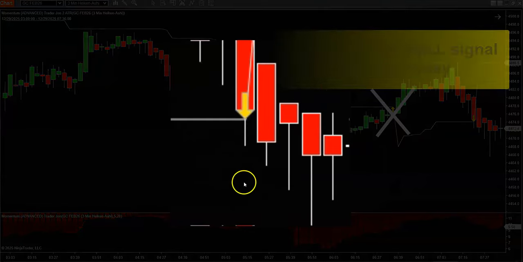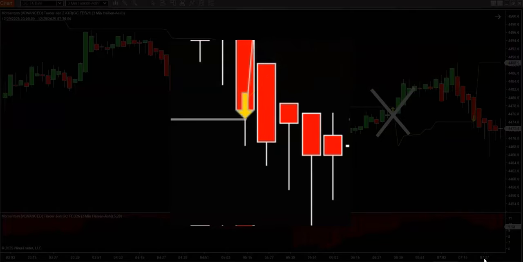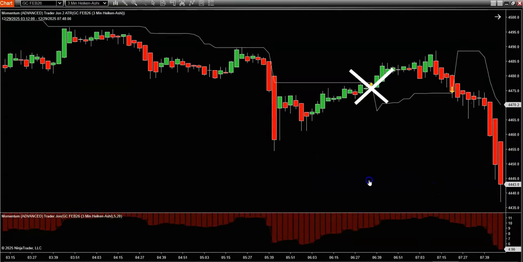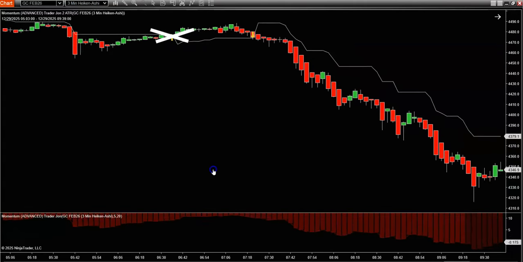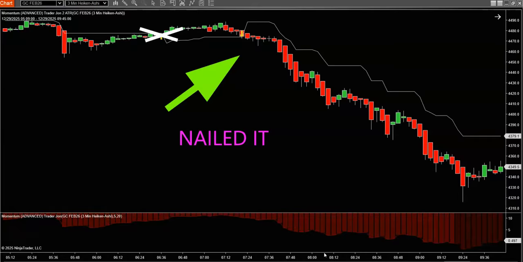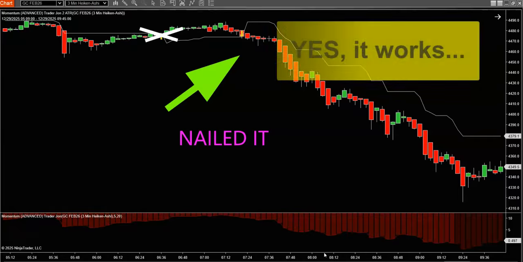Now, moment of truth, boys and girls. Take a look at this final setup of the morning session today in gold. Can you see this? We get a down arrow representing a short signal. If we zoom out, take a look at the momentum. Yes, the momentum is red. Everything's lining up. We're going to pounce on this short. And if I show you how this bad boy played out, take a look, guys and gals, and you tell me how this simple combination of momentum and ATR absolutely nailed it for 800 ticks on gold. Yes, that's a potential of $8,000 on just one lousy contract.